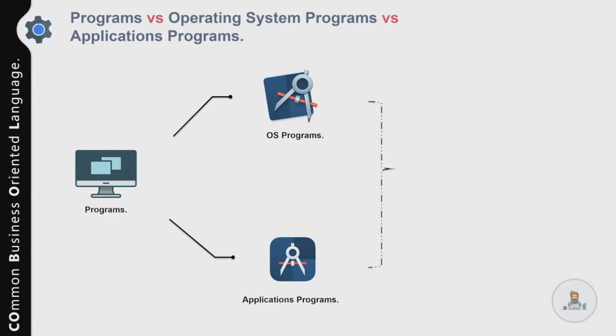And lastly, the term used to describe all types of programs is called software. So I'm sure by now you're able to understand what a program is, what the different categories of programs are, and how you can use the term software to refer to all these programs. Now let's talk about characters in COBOL.